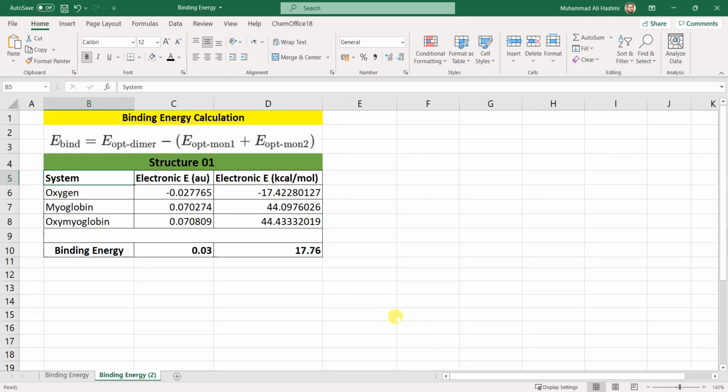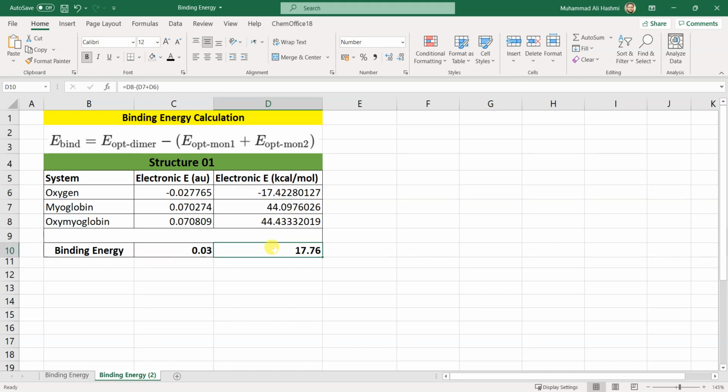In the Excel, I just need to make up the formula. I have written fragment 1, that is oxygen, its energy here. The monomer fragment 2, myoglobin, its energy here. And then the complex oxymyoglobin, which is called dimer here, its energy goes here. In this column, I just convert them to kilocalories per mole. You know that the energy coming from Gaussian is in atomic units, but we can convert it to any unit of our interest. So I just converted it into kilocalories per mole.